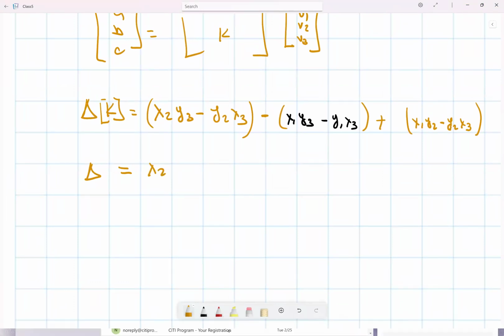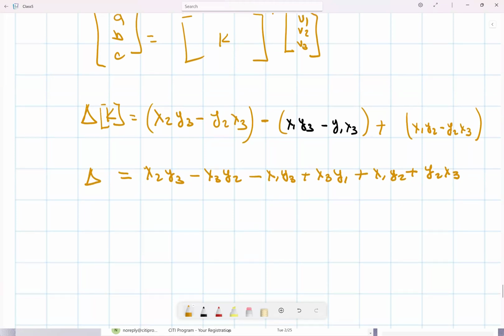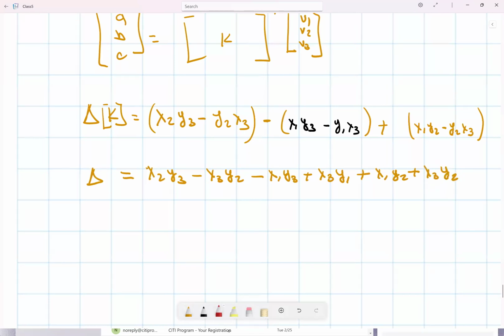So let me reorder x2 y3. I'm going to put the x first. You have the answer? Yes, but I want to derive it. So it's going to be x2 y3 minus x3 y2 minus x1 y3 plus x3 y1 plus x1 y2 plus y2 x3. Okay, anything eliminates? Oh yeah, this one I put wrong. This should be x3 y2, and that one eliminates with this one.